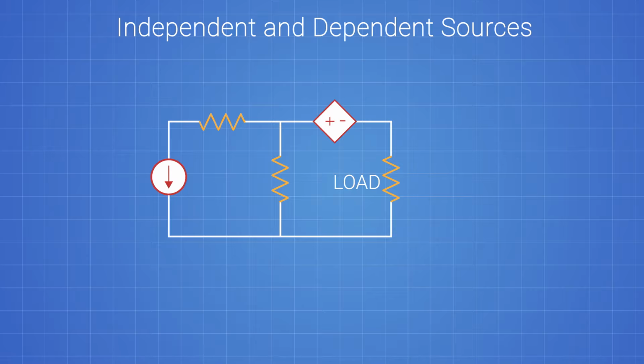In this case, we can find VTH the same way as before, so we remove the load and then calculate the VOC between the terminals. However, we can't find RTH the same way as before. Why? Well, we can't remove dependent sources. That means we need another way.